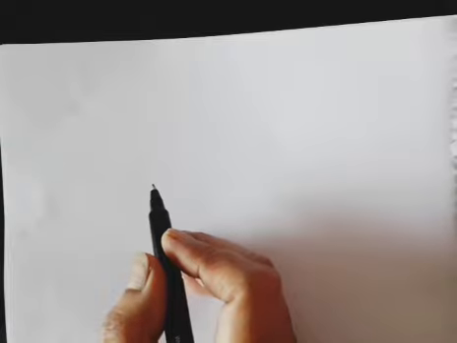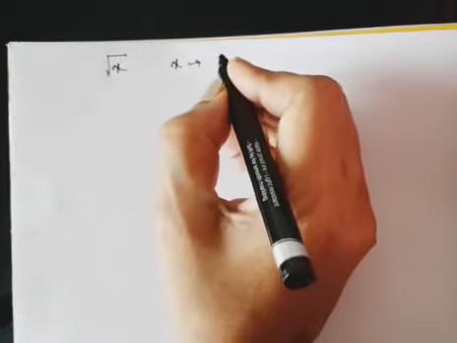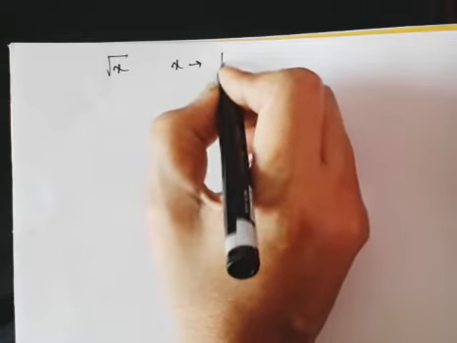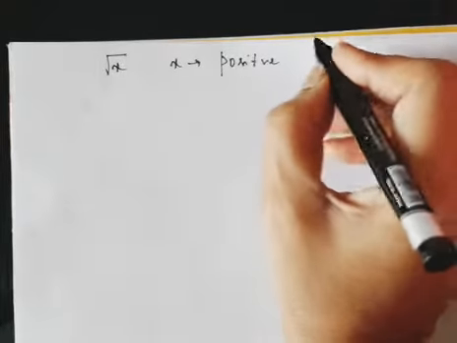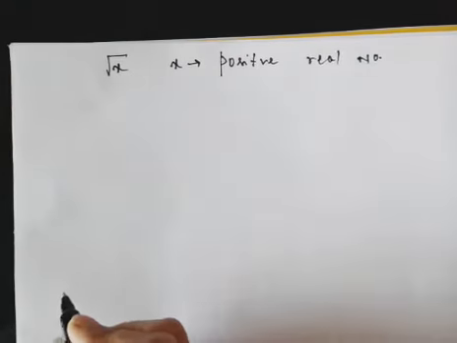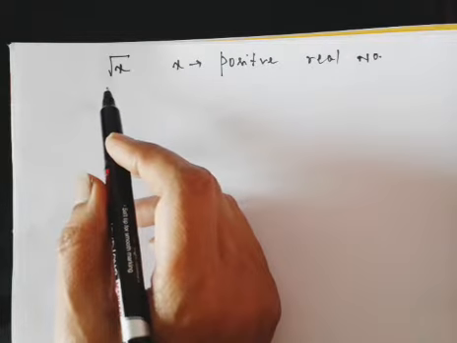So in this video, children, let us see how to represent root x on the number line, where x is a positive real number. So how to draw or how to represent it on the number line, let us see.